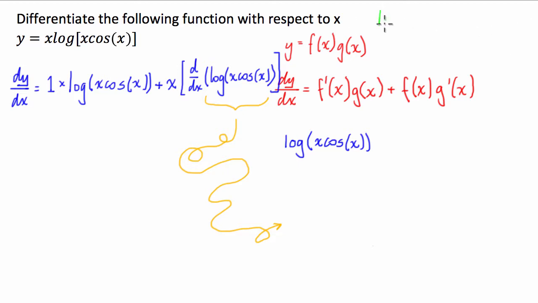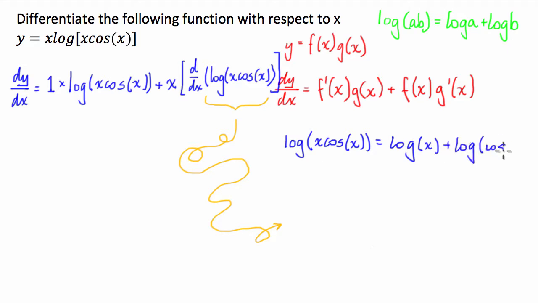If we have the log of a times b, this is equal to the log of a plus the log of b. So I'm going to use this log law here because I've got the log of x times cosine of x. So what I can say is this is going to be equal to the log of x plus the log of cosine x.